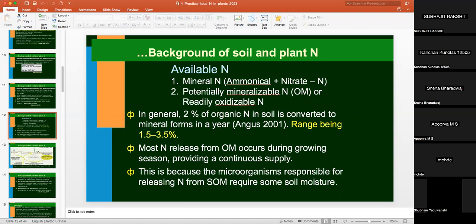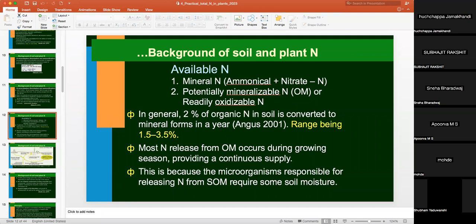It may vary from, say, 1.5 to 3.5%. Somebody can say 1 to 4% also. So this value you find in literature somewhat changes with the people, but what I am showing you here is a very general range that you can remember. In general, 2% of organic nitrogen in soil is converted to mineral forms in a year, range being 1.5 to 3.5%. Most nitrogen release from organic matter occurs during the growing season, providing a continuous supply.